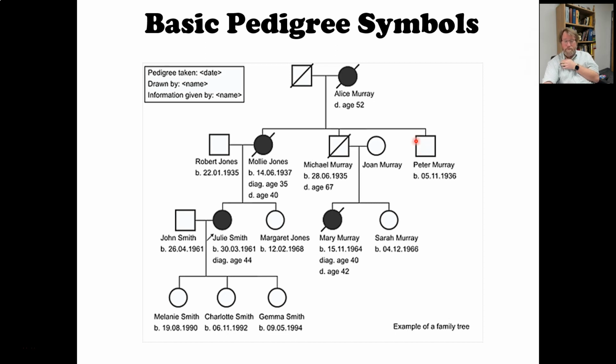know about him. And then in the third generation down, or fourth generation, excuse me, we have Melanie, Charlotte, and Gemma, who are all females. None of them married, at the time this was put together. You'll also notice none of them being affected by whatever this particular disease is. So that's a sample.